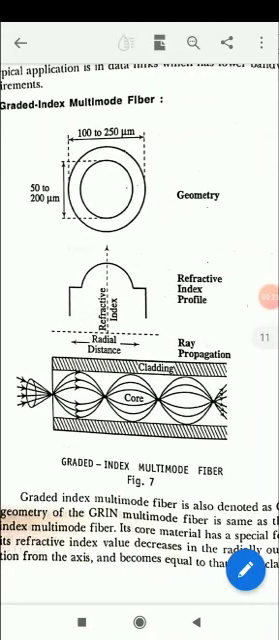That is considered as around 50 to 200 micrometer, and thin cladding, that is 100 to 250 micrometer. The core material has a special feature that its refractive index value decreases in radially outward direction, that is from the axis, and becomes equal to that of cladding at the interface. But see, the refractive index of cladding here remains constant.